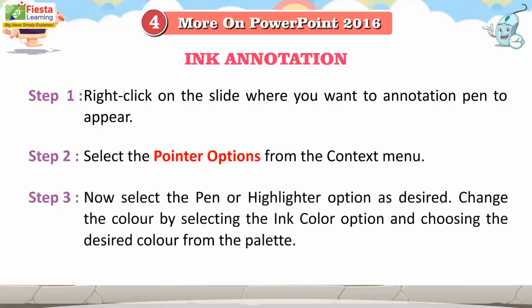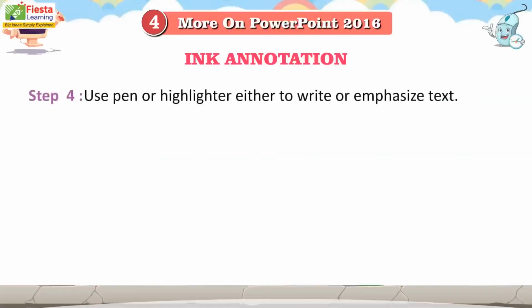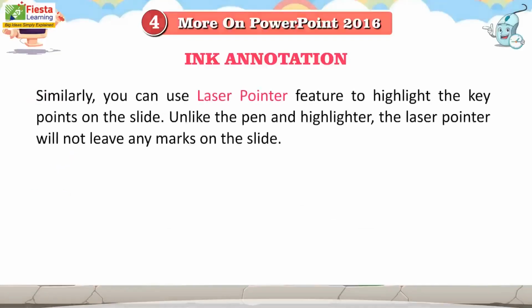Step 3. Now select the pen or highlighter option as desired. Change the color by selecting the ink color option and choosing the desired color from the palette. Step 4. Use pen or highlighter either to write or emphasize text. Similarly, you can use laser pointer features to highlight the key points on the slide. Unlike the pen and highlighter, the laser pointer will not leave any marks on the slide.